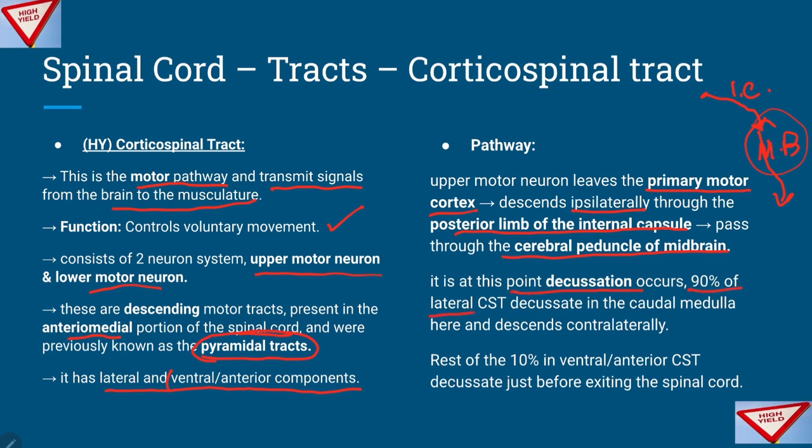90% of the lateral corticospinal tract decussates in the caudal medulla here and descends contralaterally. So decussation occurs, passes through the midline, and descends further contralaterally. The rest, the 10% or ventral or anterior CST, or corticospinal tract, will decussate just before exiting the spinal cord. So 90% are going to decussate at this point, 10% are going to continue down, and then it will cross the line, decussate, and exit the spinal cord.